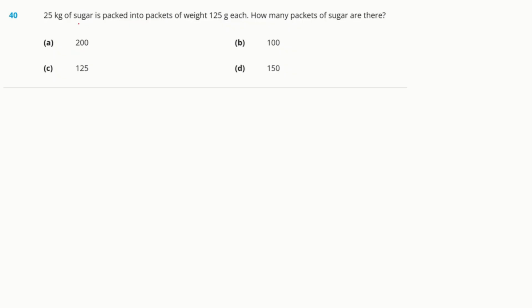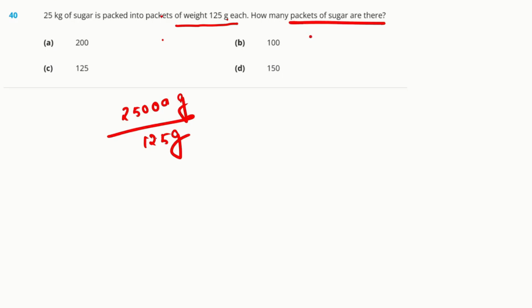Moving on to the 40th question. 25 kg of sugar is packed into packets of weight 125 grams each. 25 kg means 25,000 grams. This is packed in packets of 125 grams each. So how many packets are there? Divide 25,000 by 125. Dividing by 5 repeatedly, 200 packets are packed. That's the answer.